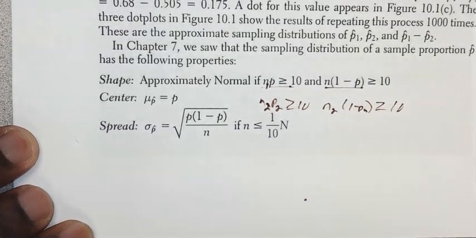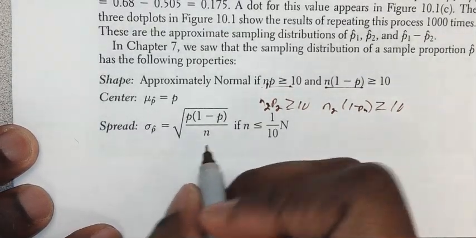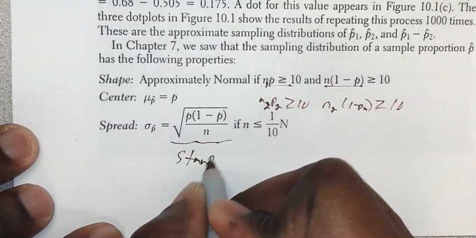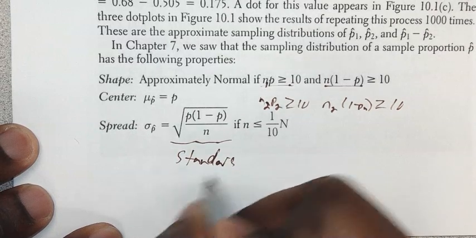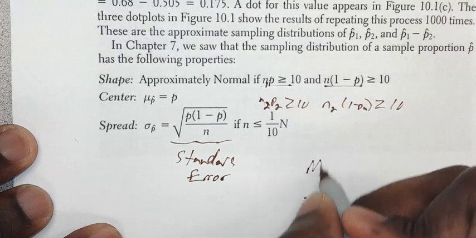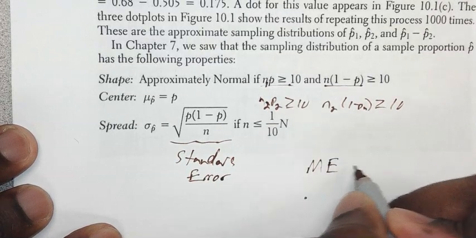So we got to check those each time. And then we're going to check our standard deviation. Again, our standard deviation is also called our standard error. And when we start talking about margin of error, keep in mind that standard deviation is only a part of the margin of error formula.